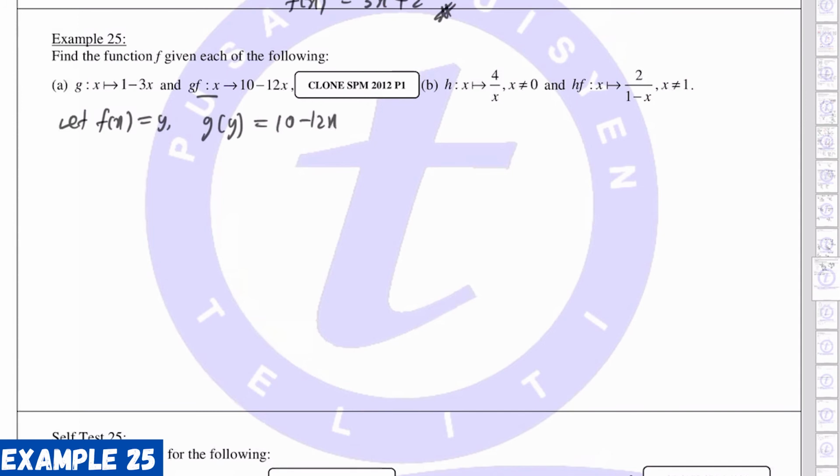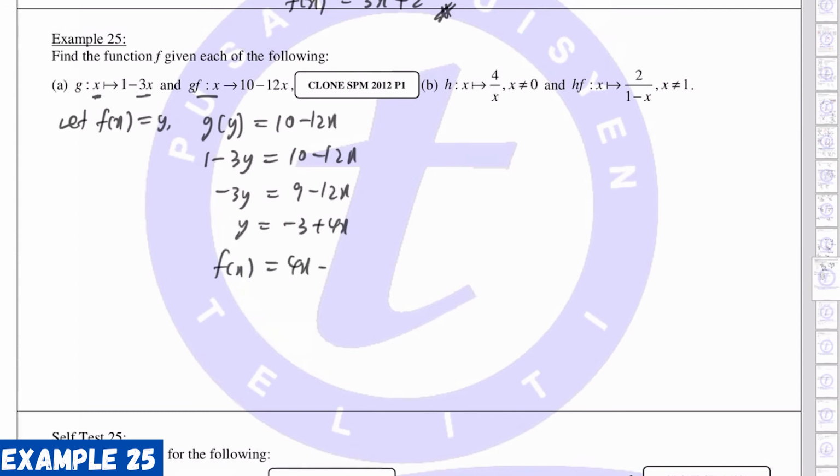g(y), sorry. Now the g(x) we already know is 1 minus 3x, so g(y) will be 1 minus 3y. So what I want to do is make y the subject. Bring over, 10 minus 1, I get 9. Here when I divide by negative 3, negative 12 divided by negative 3, this is 4x now. And what is your y? Your y is your f(x), and your f(x) is 4x minus 3.